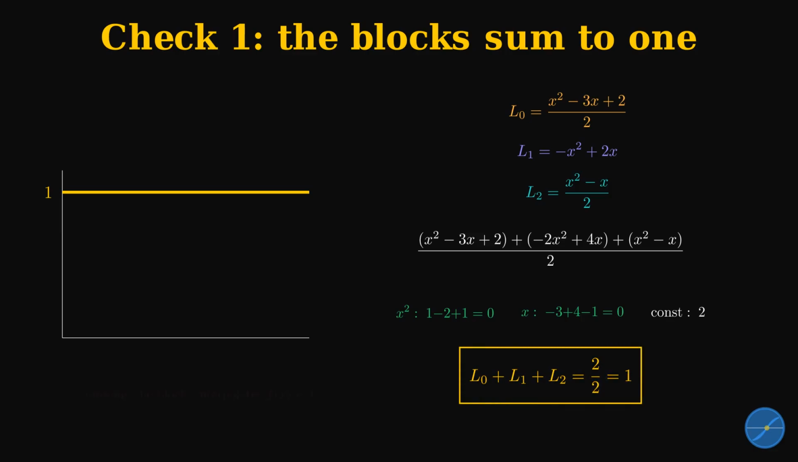Here is the deeper reason. Adding the blocks interpolates the constant function 1. There is only one degree two interpolant, so the sum has to be 1.